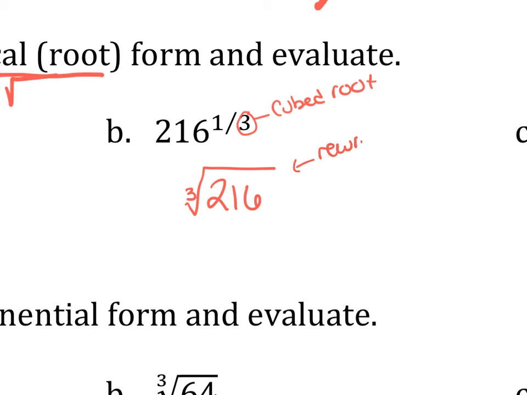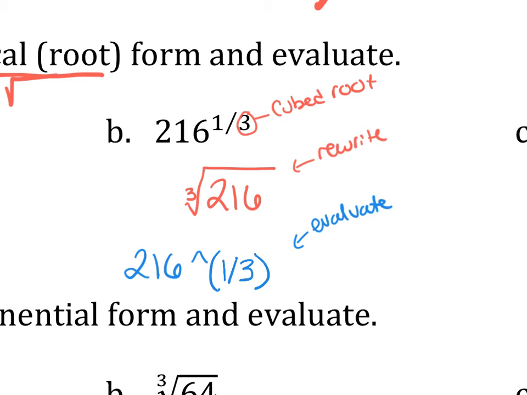Again, just rewrite. And then the evaluate. There's not a cubed root button that's easy to get to on the calculator. You can't use the same button that you use for square root because those are two different things. So for this one, the easiest way will just be to type it in that exponent form. So in your calculator, you would type 216. Good. And then the caret, which is underneath the clear button. And then a parenthesis, 1 divided by 3. Close the parenthesis and hit enter.